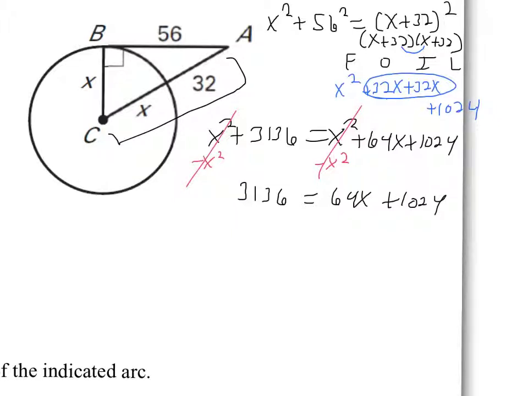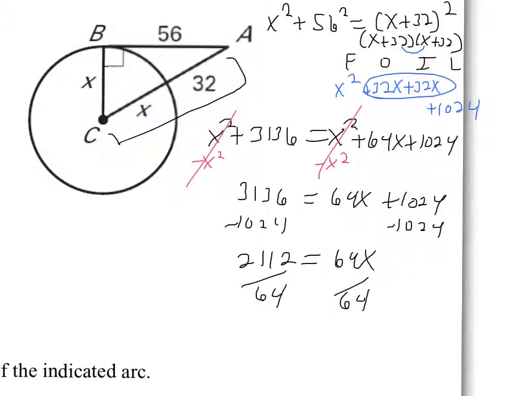So to get that x by itself, I'm going to subtract 1024 from each side, and that's going to equal 2,112. And then divide that by 64, and we get 33. And that would seem to be reasonable. It's not a bad idea to just check it for reasonableness. If this was 33, this whole thing would be 65, and this would be 33, and that would make sense. The hypotenuse would be the longest side.